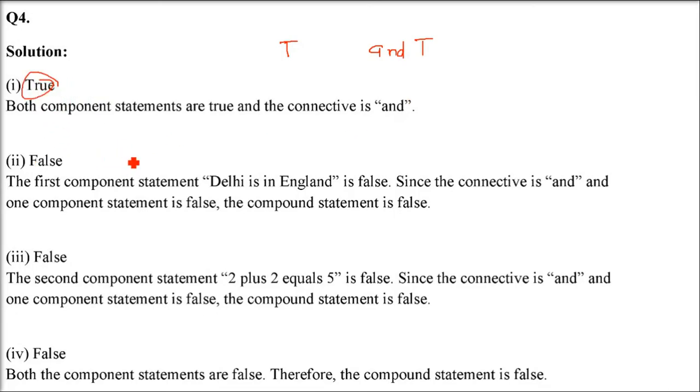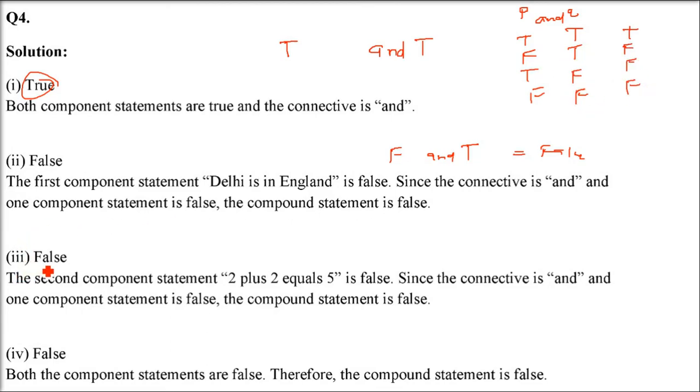Coming to the second one. Delhi is in England and 2 plus 2 equals 4. Delhi is in England, that is absolutely wrong. 2 plus 2 equals 4 is true. So you have F and T. Whenever we use and, if any one of these is F, it will be false. Okay, let me write the and truth table. So for and, it will always be false except when both are true.